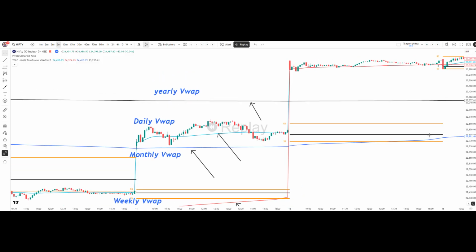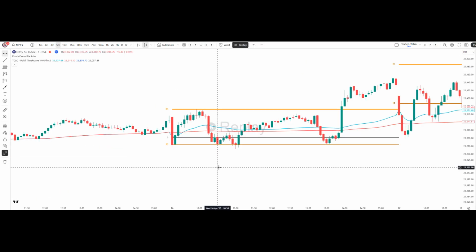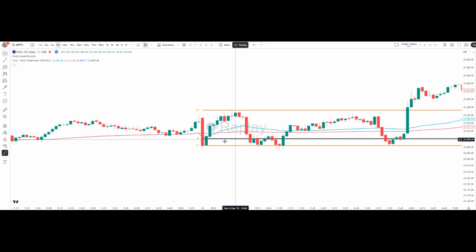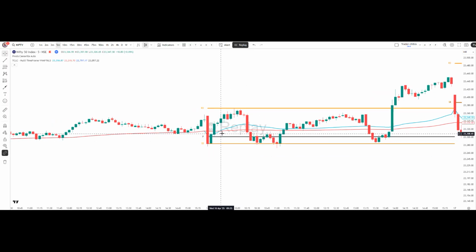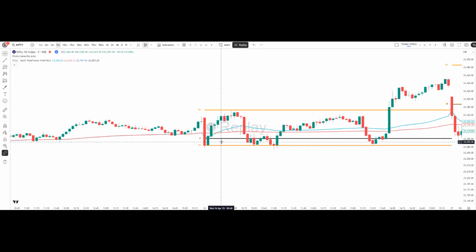And again the next day we can see price open gap up because the previous day price took support at the monthly VWAP. Again the next day we can see that price took support at S3, and also Nifty is trading above the daily VWAP, this blue color VWAP. Nifty took support at the camarilla S3 level, and also we got a green candle which is trading above the pivot point and above the daily VWAP, and here again one more green candle which is trading above the weekly VWAP.